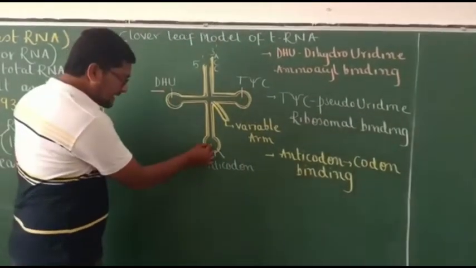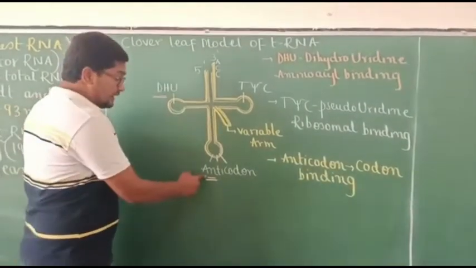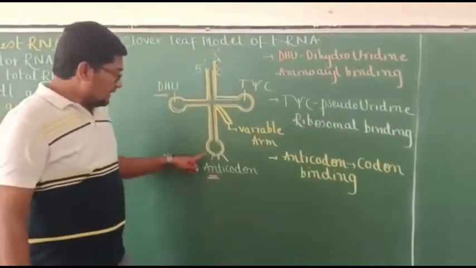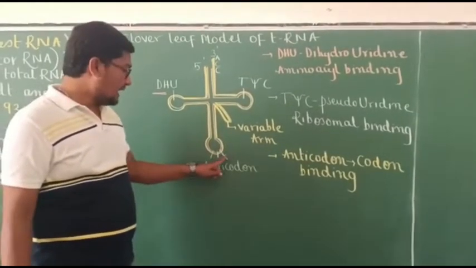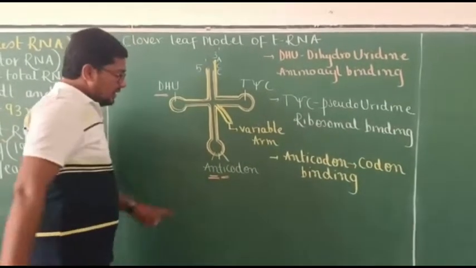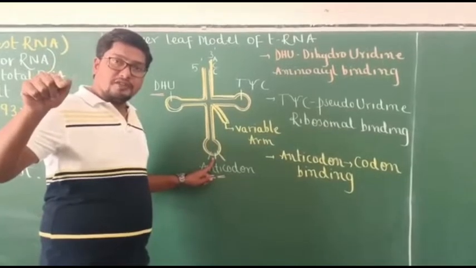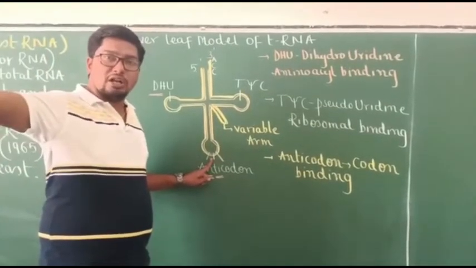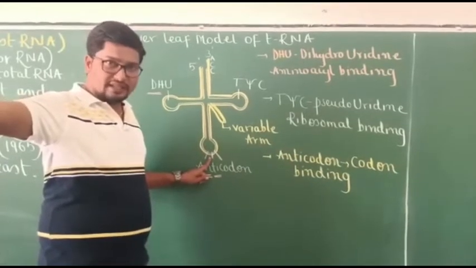And the second arm, which is called the anticodon arm. At the anticodon arm, what is present? The three unpaired nucleotides are present. These three unpaired nucleotides form an anticodon, and by making use of the anticodon, tRNA binds with the codons present on mRNA at the time of polypeptide chain synthesis.